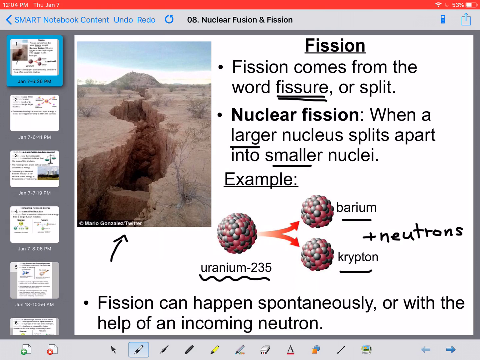So fission can happen spontaneously, which means it can happen on its own with nothing prompting it, or it can happen with the help of an incoming neutron. That means if a neutron hits the uranium nucleus, that can actually prompt it to split apart into two smaller nuclei. Now, uranium is not the only thing that undergoes fission. There's other nuclei that split apart as well. This is just one example.